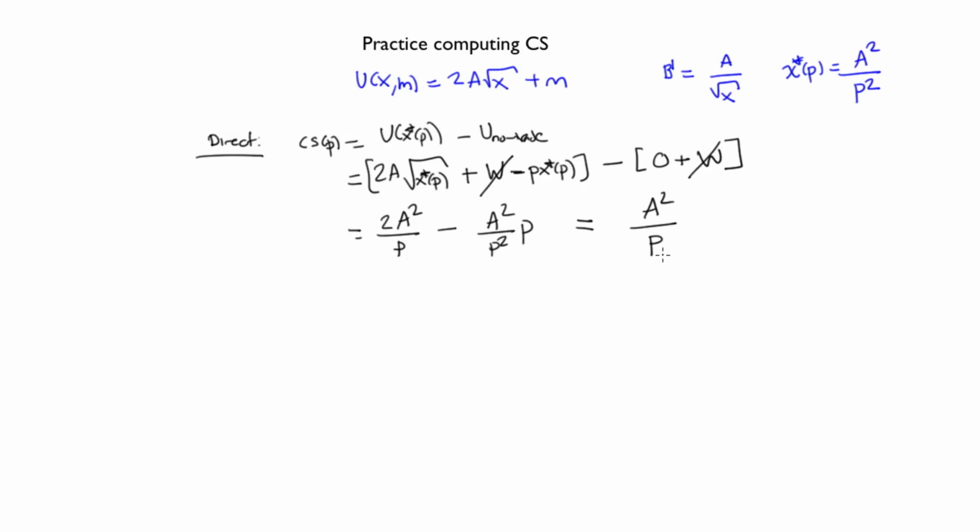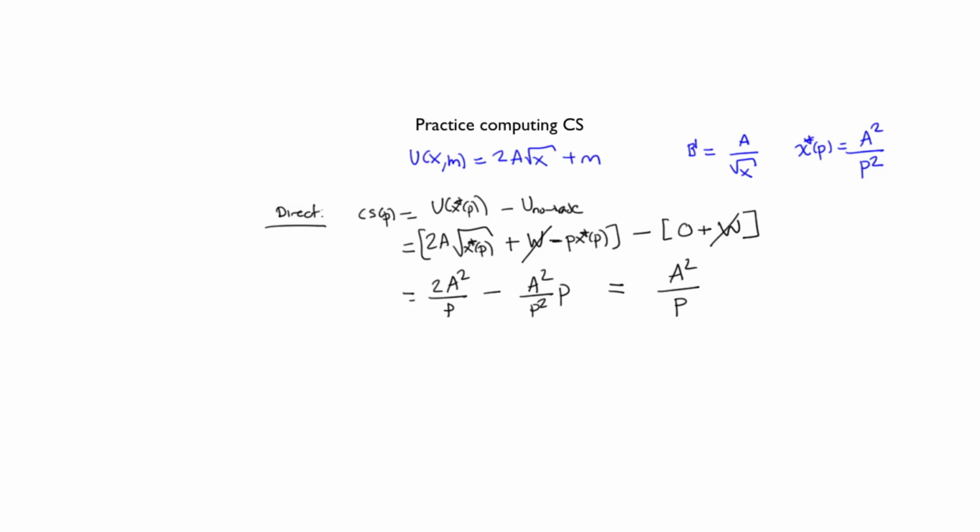And as always, let's check our economic intuition. It makes a lot of sense. The more valuable the good is, the more valuable the trade is. The more expensive the price of the good, the less valuable the trade, the less the consumer surplus is.